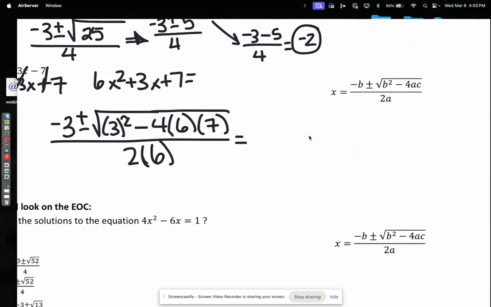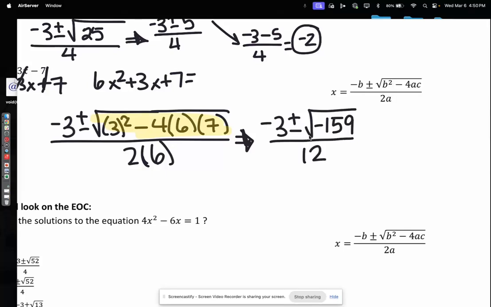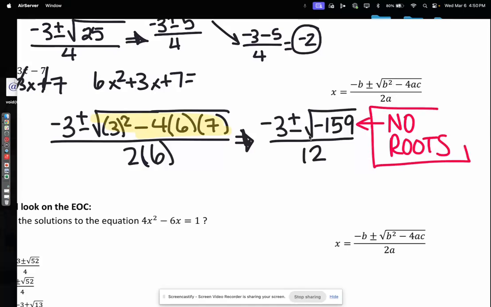Using your calculator, put in that big giant piece underneath the square root right here. So we get -3, don't forget your negative, -3 plus or minus. When I put that in the calculator, I get a -159 over 12. And we learned yesterday that when you take the square root of a negative, that means there are no roots. So actually, we are done now.